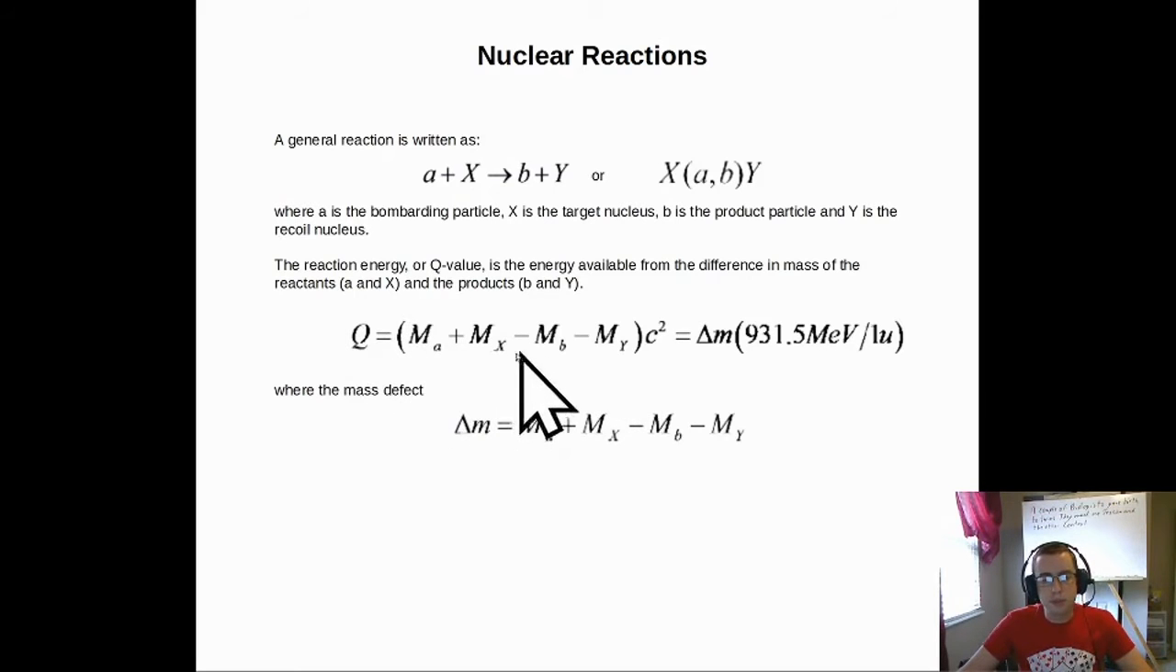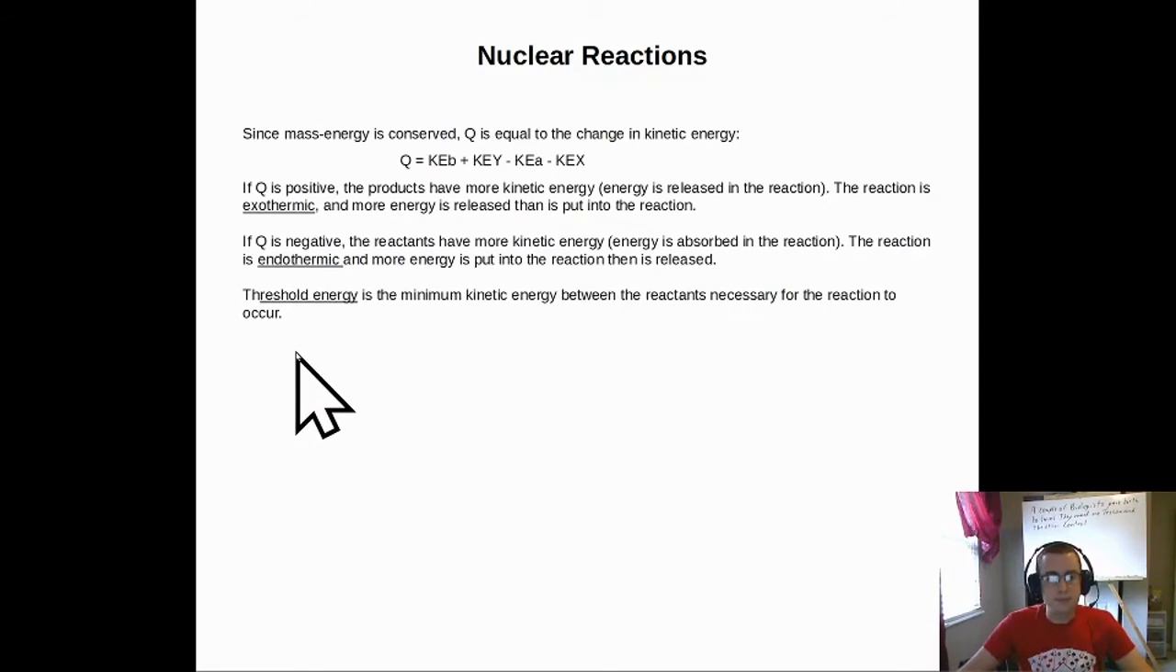So we do initial minus final if we're just looking at the masses multiplied by c squared, and that gives us the amount of energy.